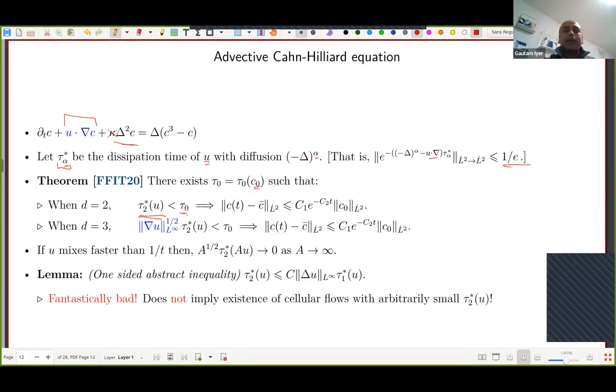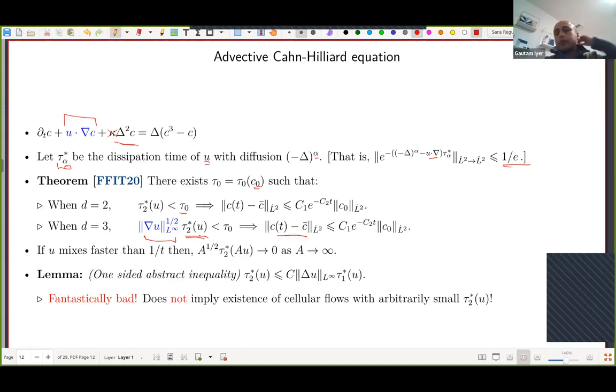In three dimensions, it becomes a little bit different. It's not this result anymore. What I need to make it work is the dissipation time of u with 2 Laplacians times the square root of the C1 norm of u to be small. If this product is small, then I converge exponentially to the homogeneous state, no phase separation. Now, of course, the question is, how can I make flows such that this product, C1 norm raised to half times the dissipation time, is small?